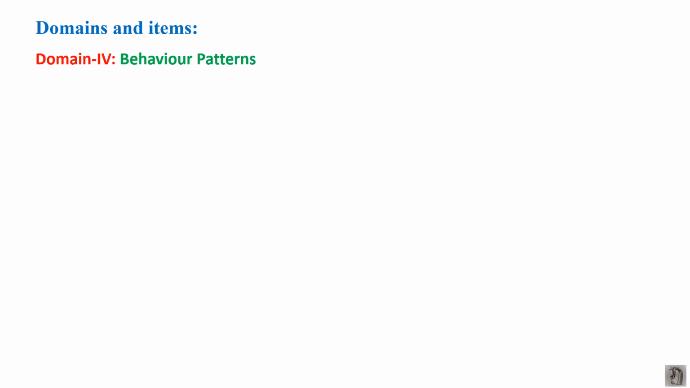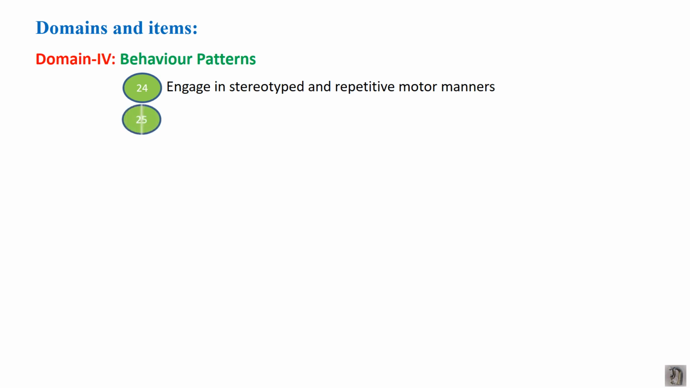Let us see number 4, that is about behavior pattern. Now here, engage in stereotyped and repetitive motor manner. That means the person with autism may engage in self-stimulatory behavior in the form of flapping hands or finger flicking, body rocking, using an object for their own purpose. So that kind of motor mannerism and repetitive behaviors you can see.